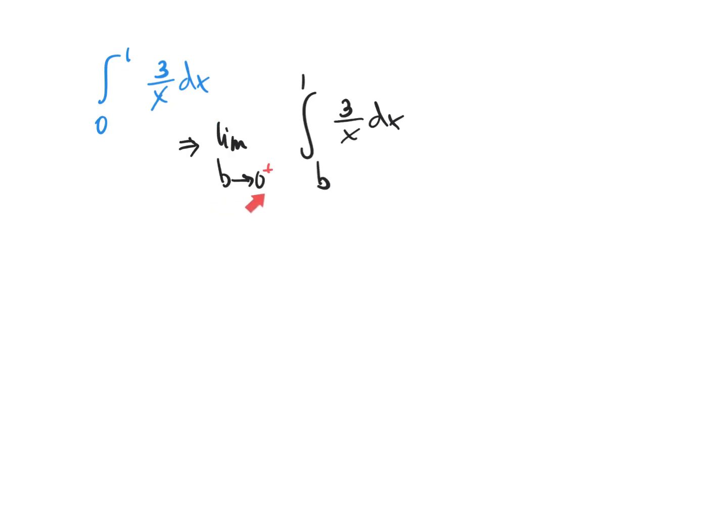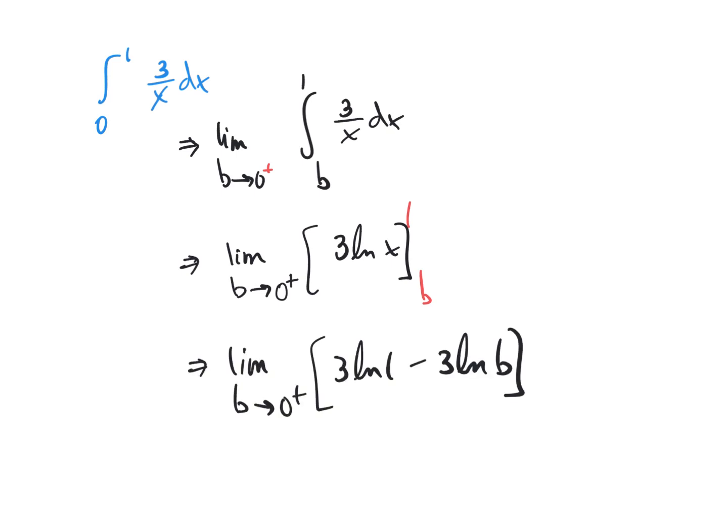As b approaches 0 from above, the integral from b to 1 of 3 over x dx. So the antiderivative is 3 times the natural log of the absolute value of x. But since all of the x values are positive here, we don't need the absolute value symbols. All right, just continue working this. Using the fundamental theorem of calculus, and then the natural log of 1 is 0.